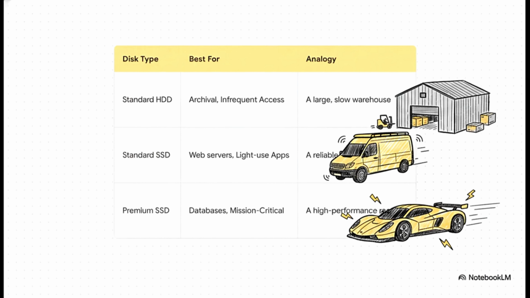For backup or archive data you hardly ever look at, a standard hard drive is like a giant slow warehouse. It's cheap and it holds a ton. For your everyday web server, a standard SSD is like your reliable work van. It gets the job done with good balanced performance. But for your mission-critical database that needs mind-blowing speed, that's when you bring out the premium SSD. That's your high-performance race car.